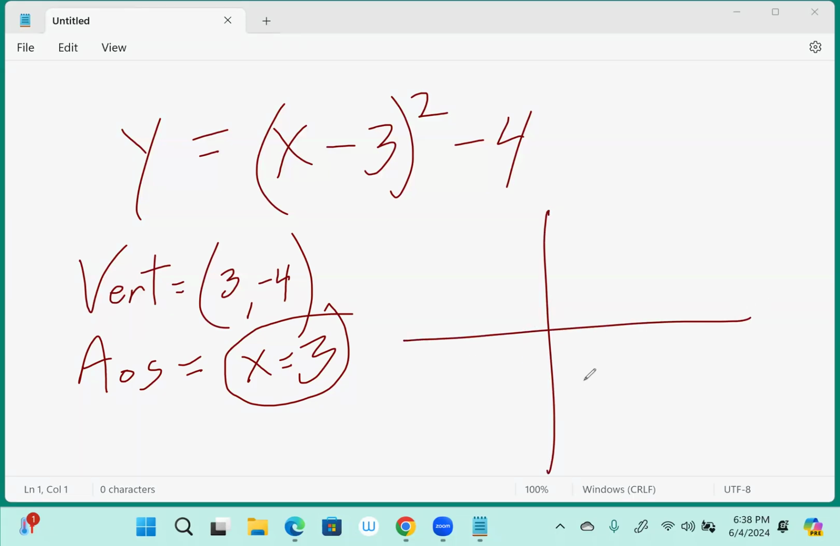So if I was going to graph that, I would start at the vertex, 3, -4, and I would draw the axis of symmetry through that. So I know it's a parabola that goes through this point. I just don't know whether it's skinny or wide. And the last question, I've answered 2 of the questions, but I don't know where the x-intercepts are. So how do I get the x-intercepts? What does it mean to be an x-intercept? What does it say about y?